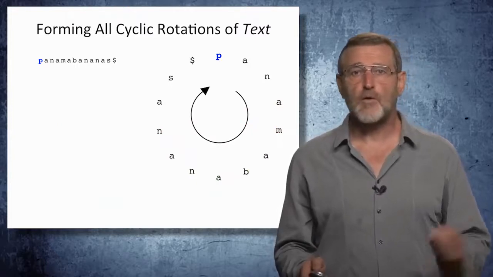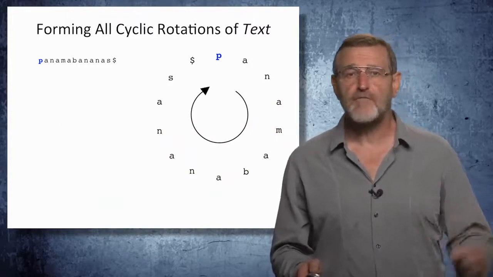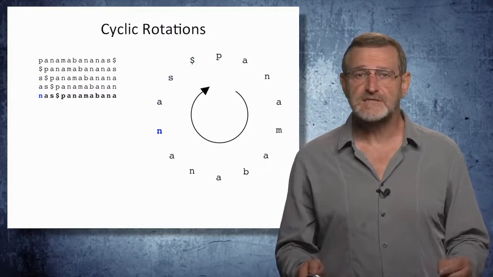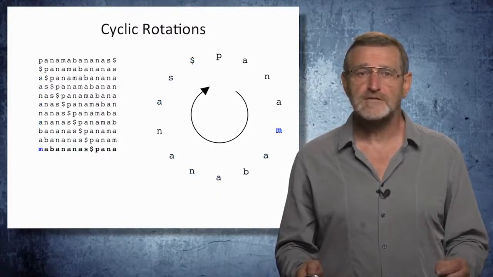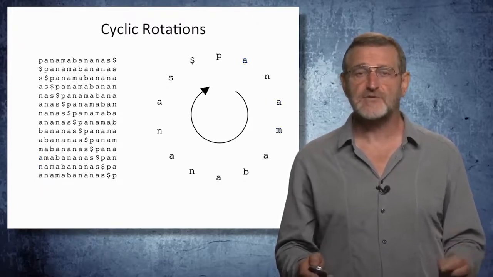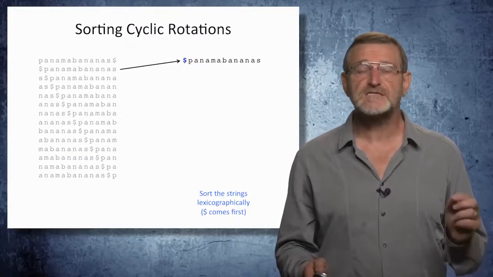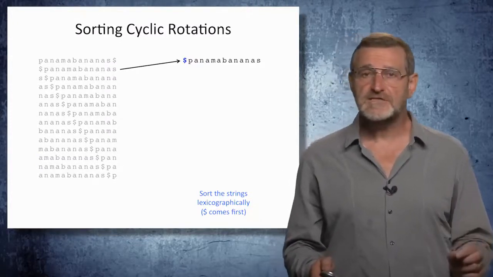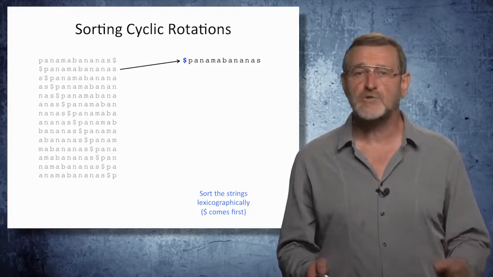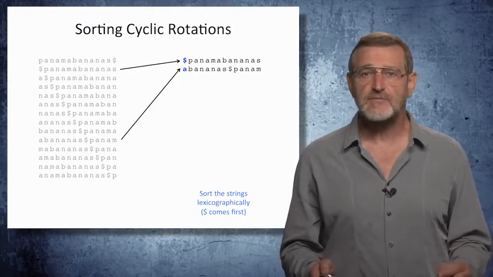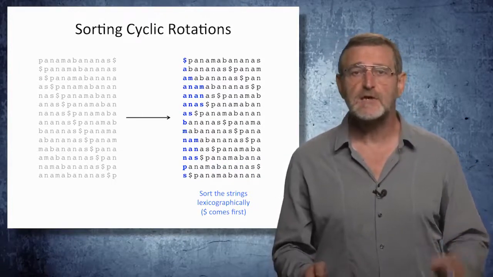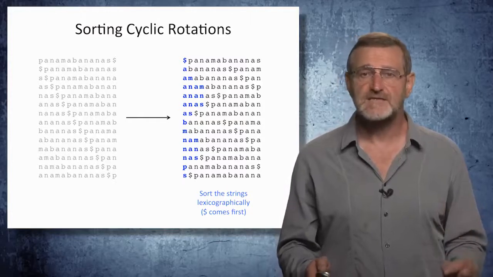So let's consider all cyclic rotations of our favorite string Panama bananas. We start from this one, add this one, and continue. We form all cyclic rotations of this string. And then, after we generated all the cyclic rotations, let's sort them. The $ sign is viewed as the first letter in the alphabet, even before A, so we start with $Panama bananas, continue, continue, continue, continue, and finally we'll have a sorted list of all suffixes of the text.